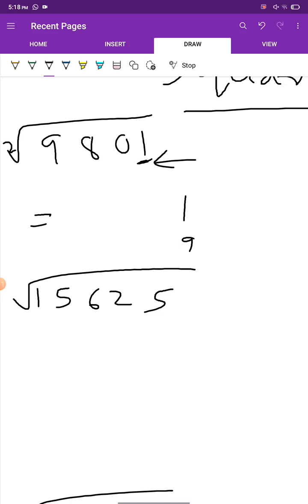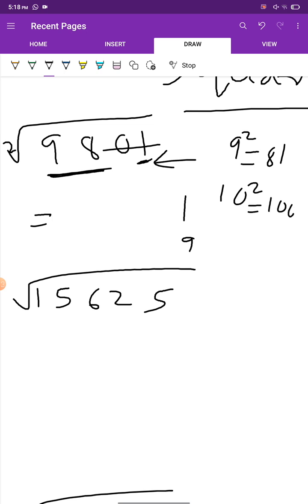Next, we need to ignore the last 2 digits as it is square root, and we need to check between which squares 98 lies. We know that 9 square is 81 and 10 square is 100. It lies between 9 square and 10 square, but we need to give priority to the lower number square, which is 9. So here we need to write 9.